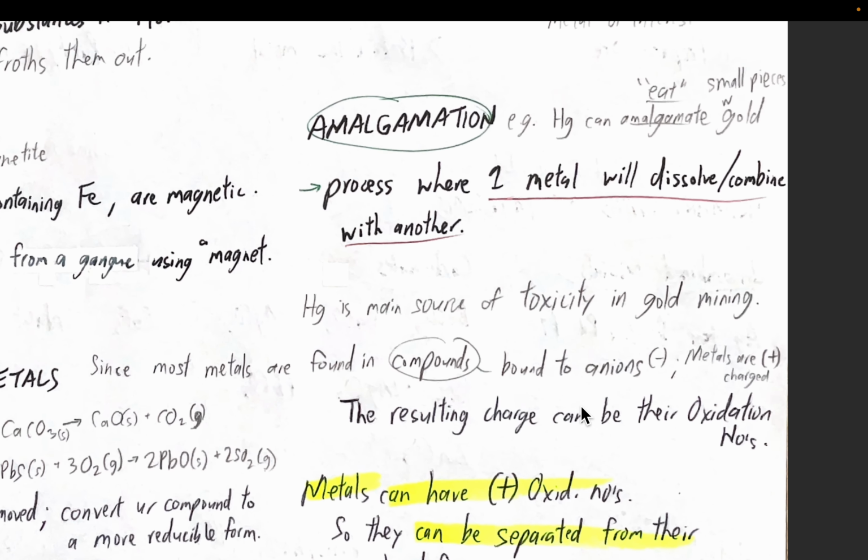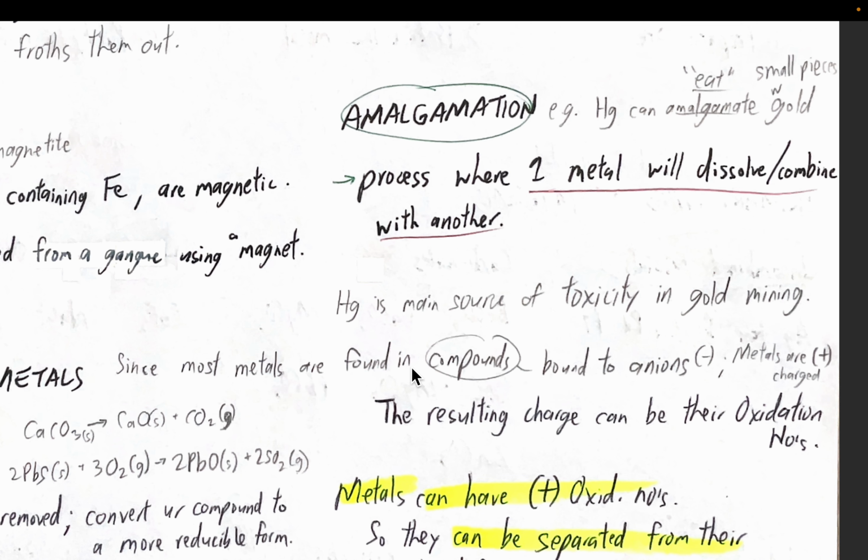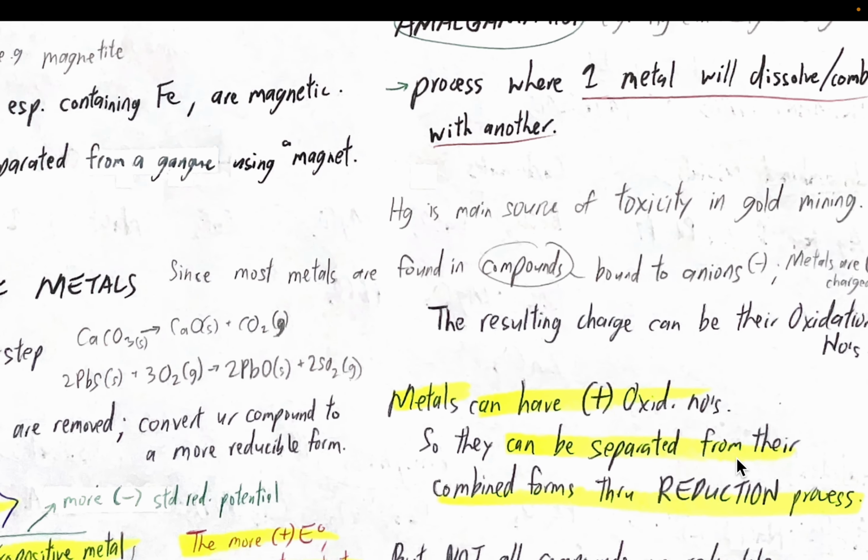So since most metals are found in compounds bound to anions, the metals are positively charged. The resulting charge can be their oxidation numbers.